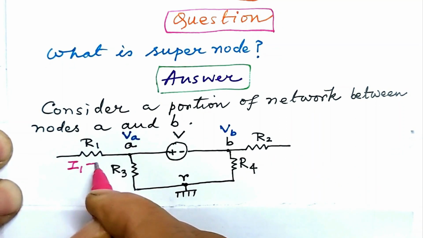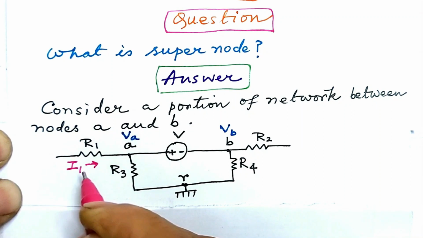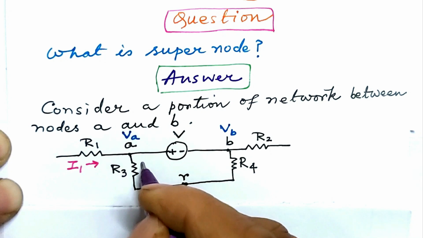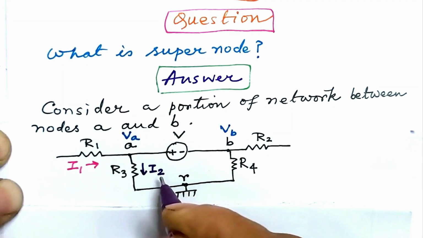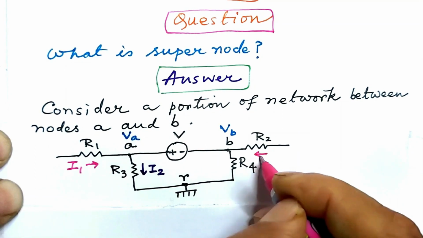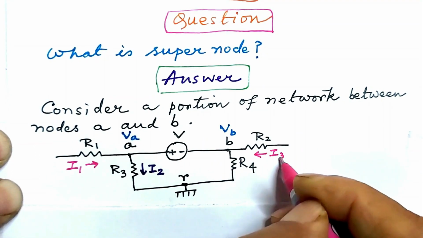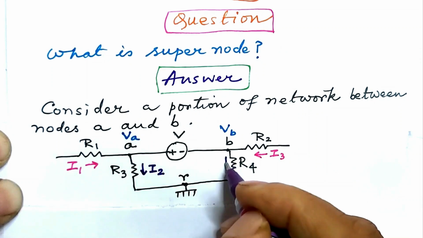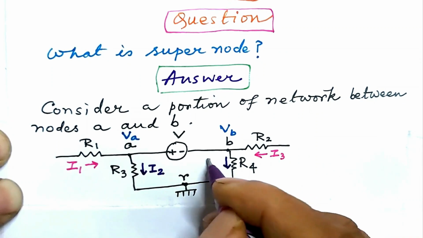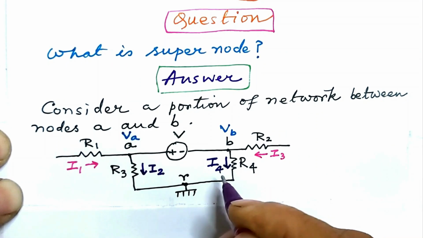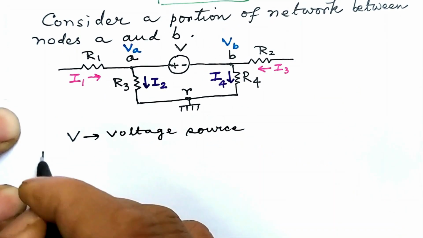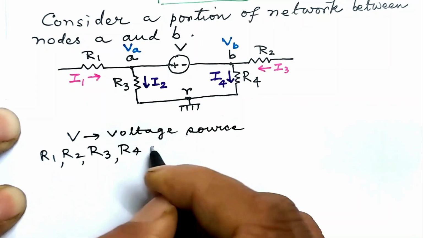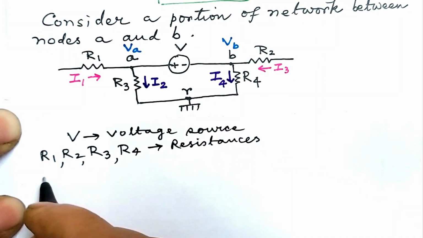Let current across R1 resistor be I1, flowing towards node A. Current across R3 is I2, flowing out from node A. Current across R2 is I3, flowing towards node B, and current across R4 is I4, that is flowing out from node B. V denotes voltage source. R1, R2, R3, R4 are resistances.